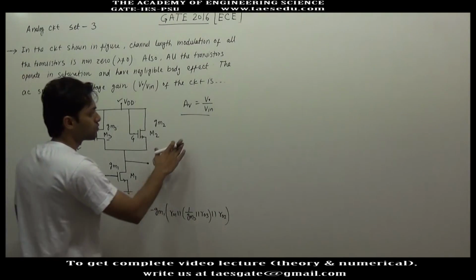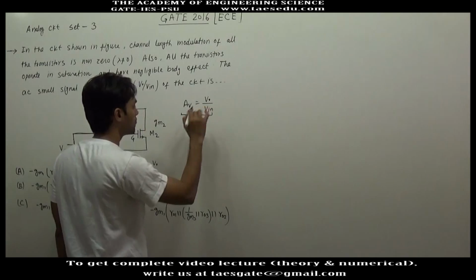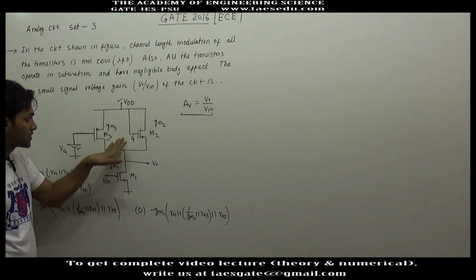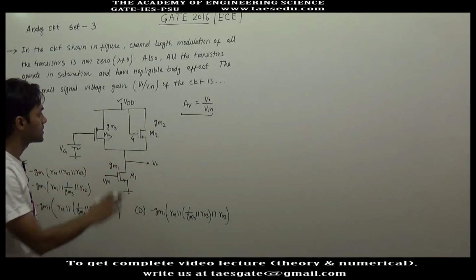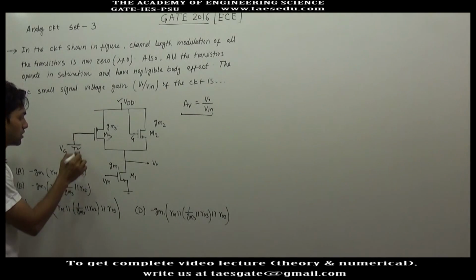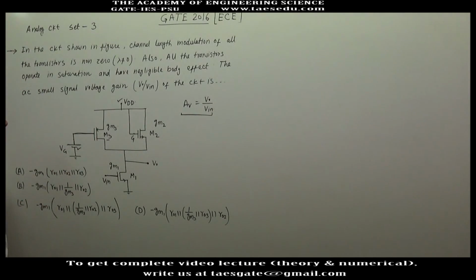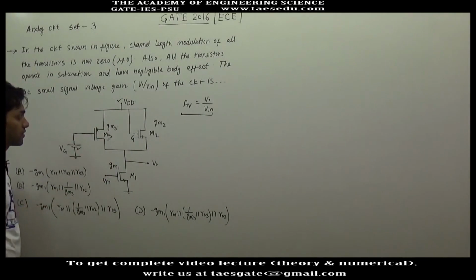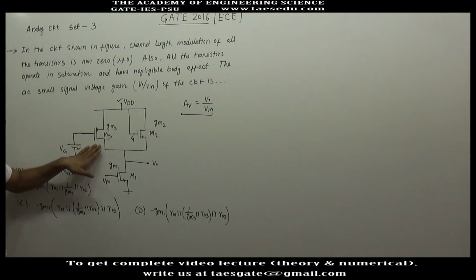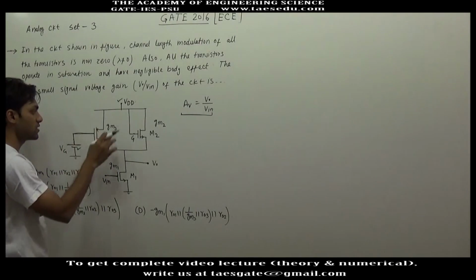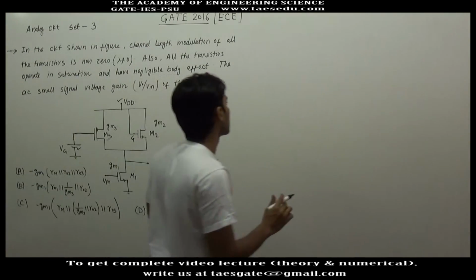Okay, to find out the small AC voltage gain, let us first draw the AC circuit, or AC model, of this amplifier circuit. So in the AC model, all the DC voltage sources are short circuited, and instead of this MOSFET, we will draw the AC model of this transistor. So what is the AC model of a transistor?